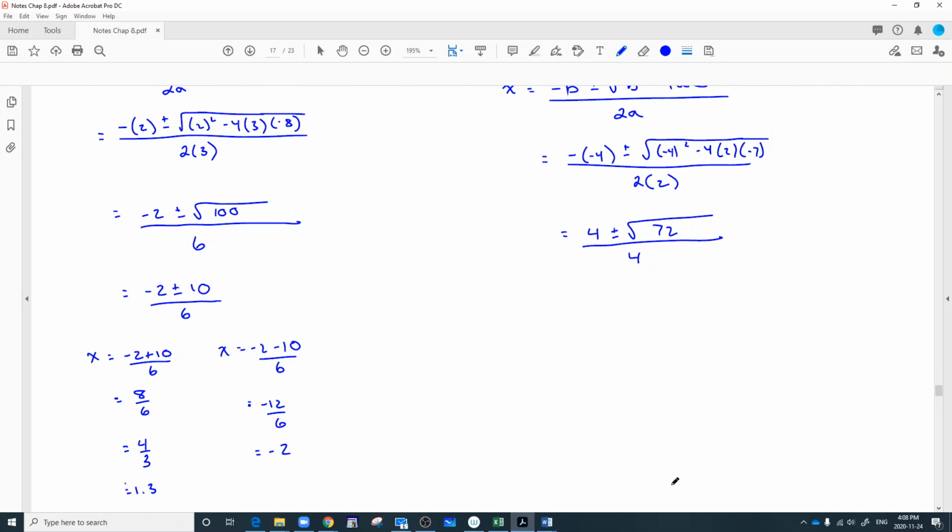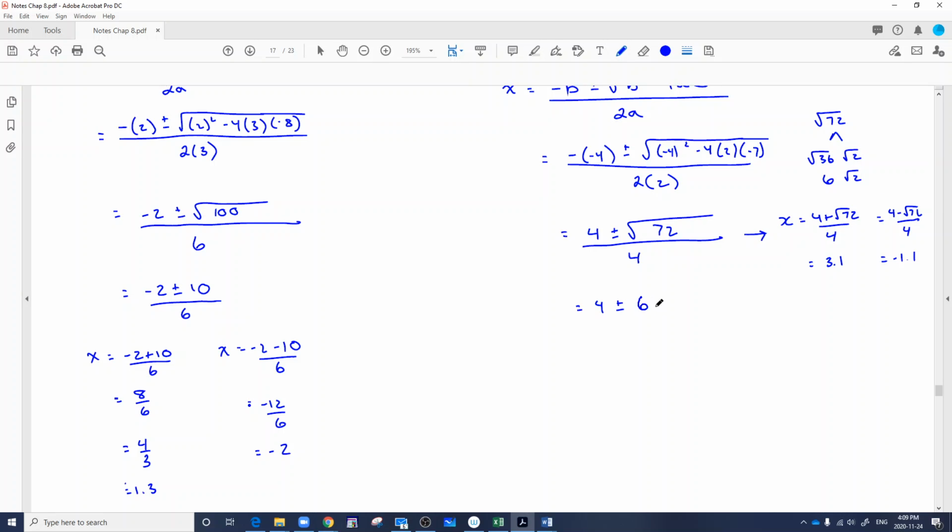Practice simplifying this. This would be a great place to go to your decimal answers. x equals 4 plus root 72 divided by 4, which should give you 3.1, and 4 minus root 72 all divided by 4, which gives you negative 1.1. To simplify and give exact solutions, you have to simplify your radical. So I'm going to simplify root 72 over here. It's root 36 times root 2, which gives me 6 root 2.